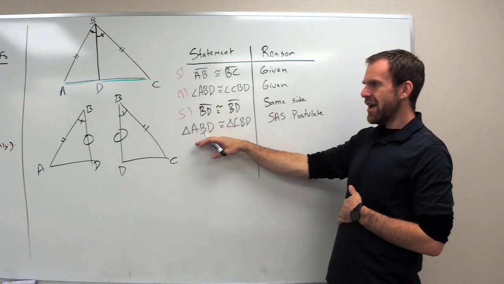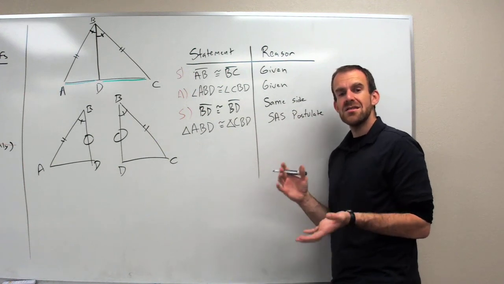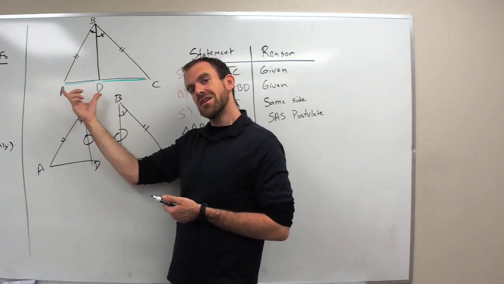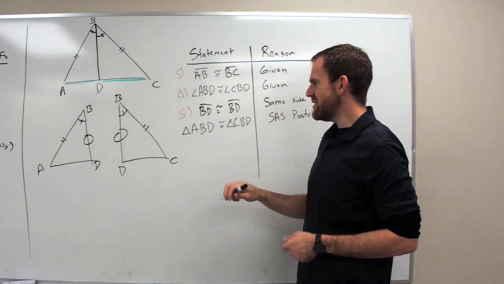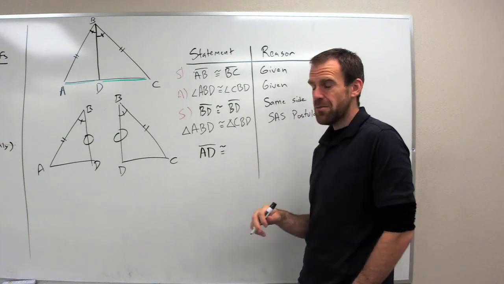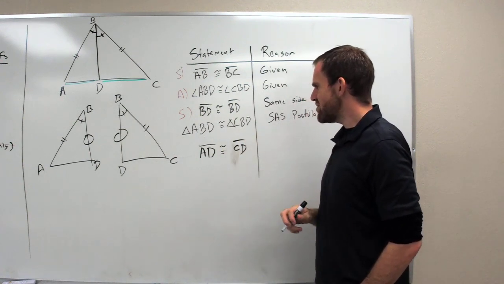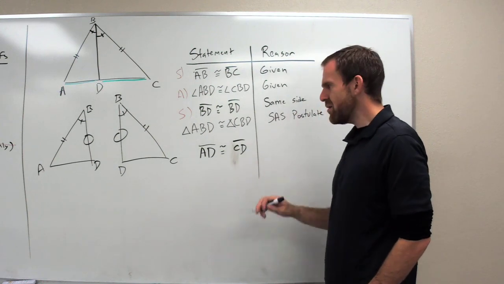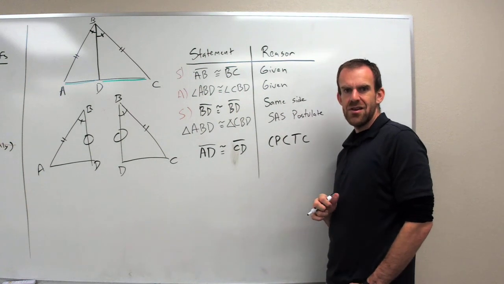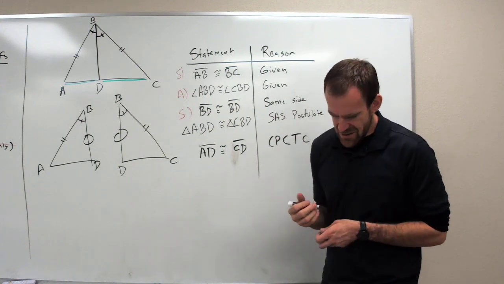After I've proven that the triangles are congruent, some of these problems, that'll be the whole thing. You'll be done. Some of them will want you to prove an additional piece of information. In this case, they asked us originally to prove that AD is congruent to CD. So my proof should end with AD, whatever they're asking me to prove, really, is congruent to CD. Why do I know that that's true? Well, because corresponding parts of congruent triangles are congruent. And so you'll write CPCTC. And that is how you do a 2-column proof.